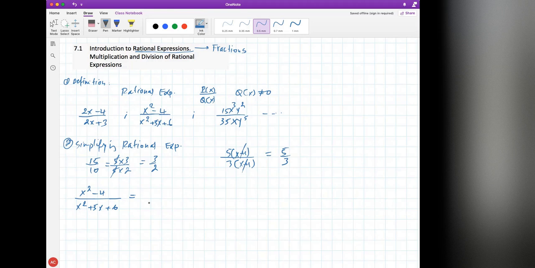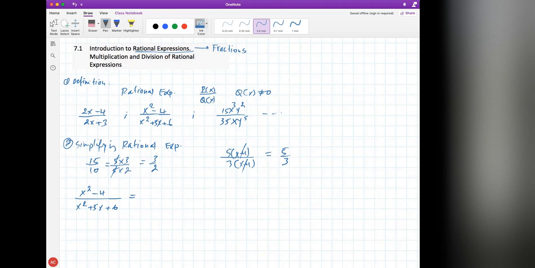There have to be multiplications only between the numbers or terms, not subtractions or additions. So we can't just cancel x squared and x squared, we can't just reduce 4 and 6. We'll have to turn it into some product, some multiplication. So what do we do to turn each one of these polynomials into a product of terms or factors? What is that process again called?